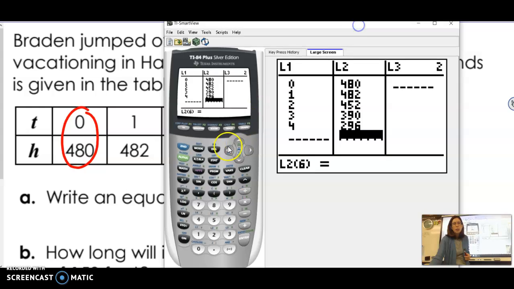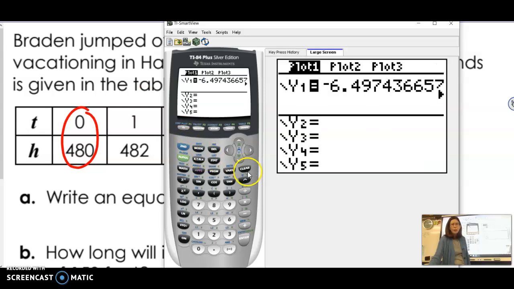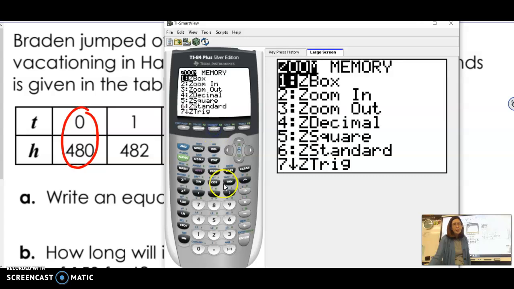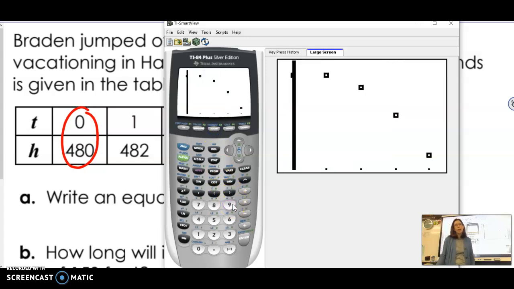So I went into my stat key, I hit edit. I went up here and hit clear to get rid of what I had before, did the same thing on the L1, and I went ahead and put in my data. So time is the X value, the height is the Y value. And I'm going to go into my Y equals, always clear out whatever's in there, you don't want another equation. And I'm going to do zoom 9 just to see what this data looks like.